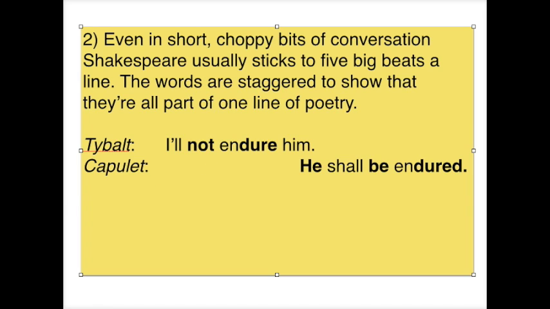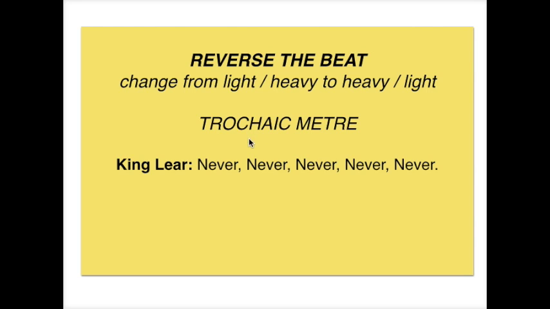Now, Shakespeare doesn't always use iambic pentameter. There is a reversal of iambic pentameter, which is trochaic meter. So, light, heavy is iambic; reverse that, heavy, light, and it becomes trochaic, or a trochee.